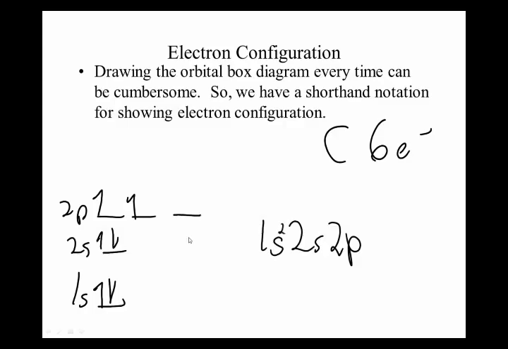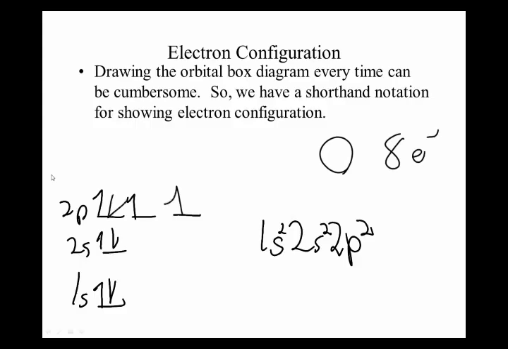So s has 2, p also has 2, right? Even though they're in different orbitals, there's 2 in the subshell, in the whole subshell. The electron configuration for oxygen would just have 2 more, 8 electrons. It would be 1s2, 2s2, 2p4, right? Because in the 2p there'd be 4 electrons: 1, 2, 3, 4, and there's 4, right?